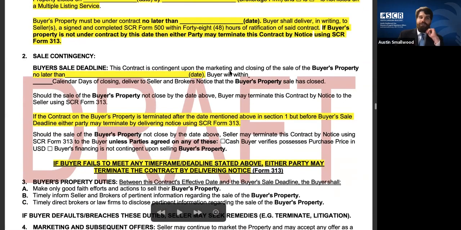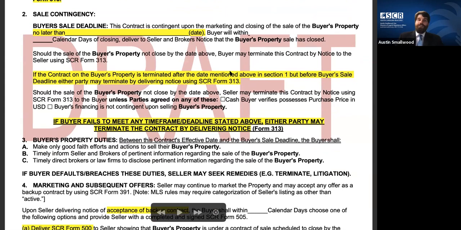So I mentioned that buyer sale deadline. This is saying that this contract, the contract for the South Carolina house that this is attached to, is contingent upon the marketing and closing of the sale of buyer's property, the Ohio house, no later than a hard date. Previously, we had so many calendar days prior to closing. Instead, now it is a hard date.